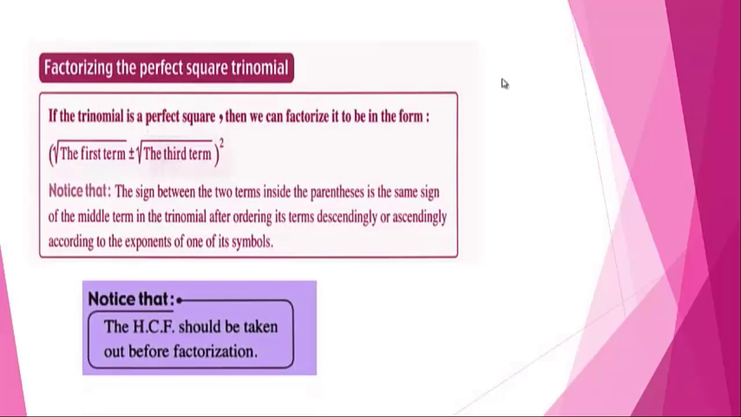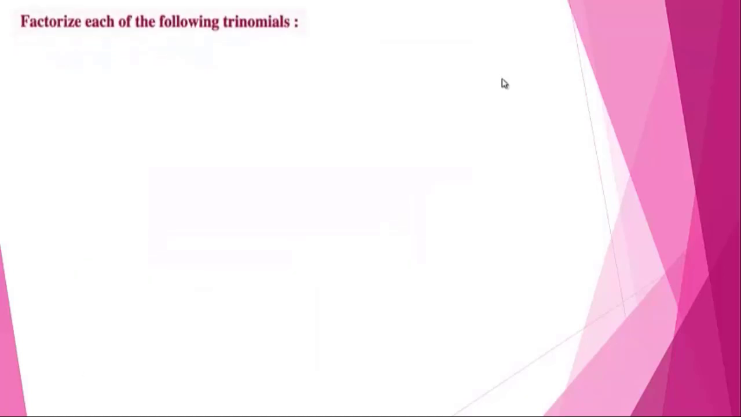The highest common factor should be taken out before the factorization. Factorize the following trinomial: 25a squared plus 20a plus 4. This is a perfect square. Why? Because 25a squared, the first term, is a perfect square, and the third term is a perfect square. After that, we open a bracket with the root of the first term, 5a, plus, because the sign of the middle term is plus, and the root of the third term, 2, all to the power 2.